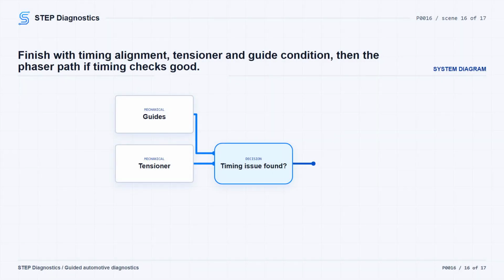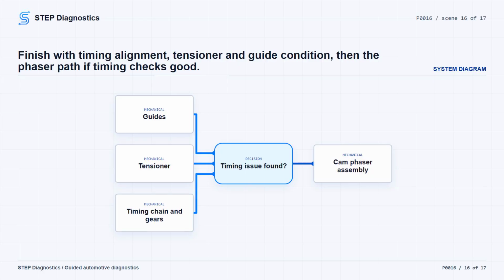The last mechanical check is timing alignment. Verify the timing chain and gears are aligned correctly, and inspect the timing chain tensioner and guides for faulty or broken components. If you find an alignment or component problem, make the appropriate mechanical repair and perform the cam/crank relearn. If no timing alignment or timing component issue is found, the diagnostic path supports replacing the cam phaser assembly, then performing the cam/crank relearn and verifying the repair.